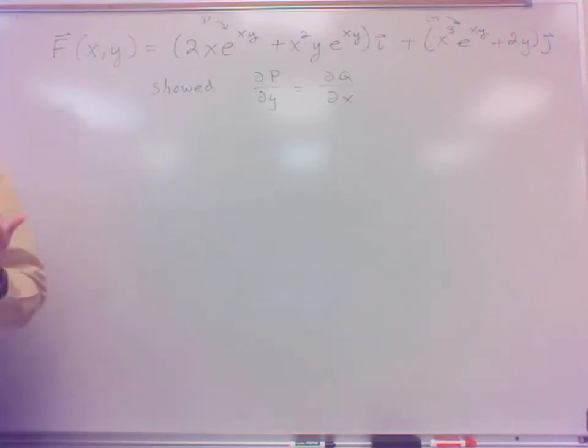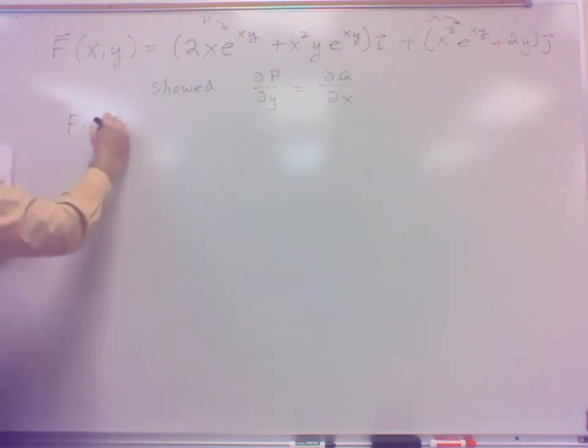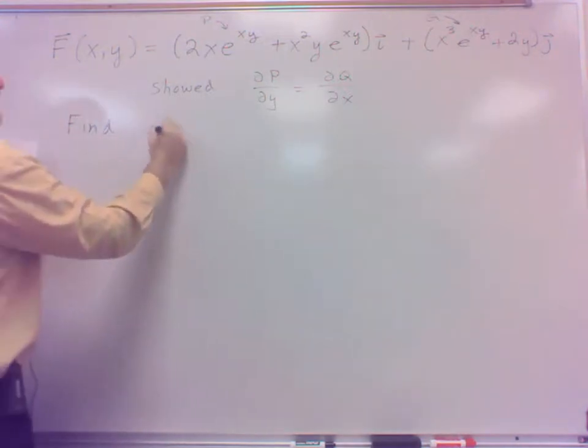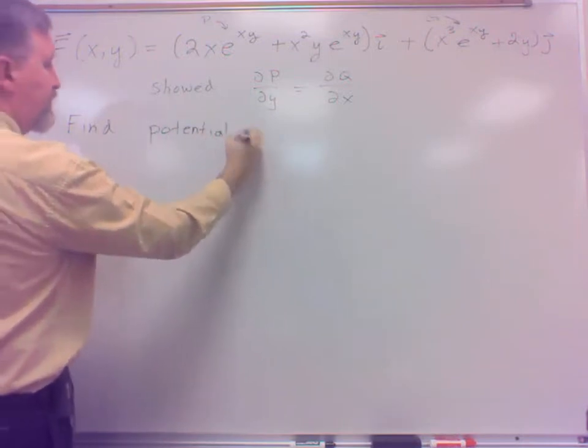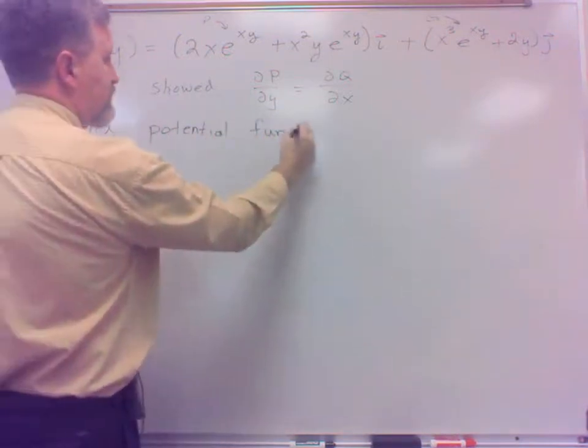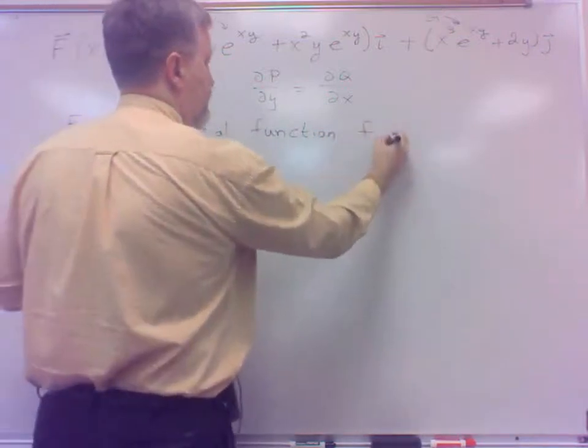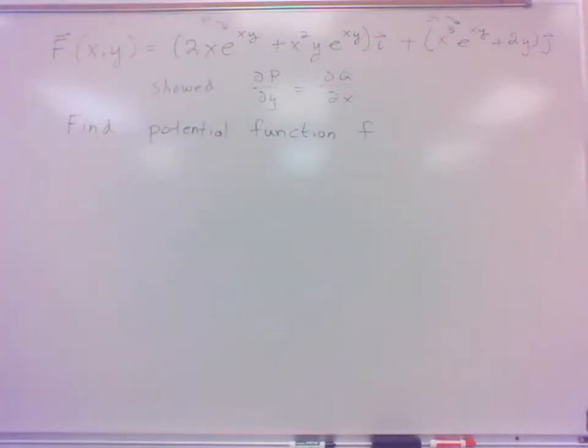That means it's conservative. Now, if it's conservative, that means this vector function has what's known as a potential function. So let's go ahead and find the potential function, little f we call it. Next here is our next problem. Okay, and so we did that for one other problem before. I think we did maybe a couple, but anyway, how do we do that?